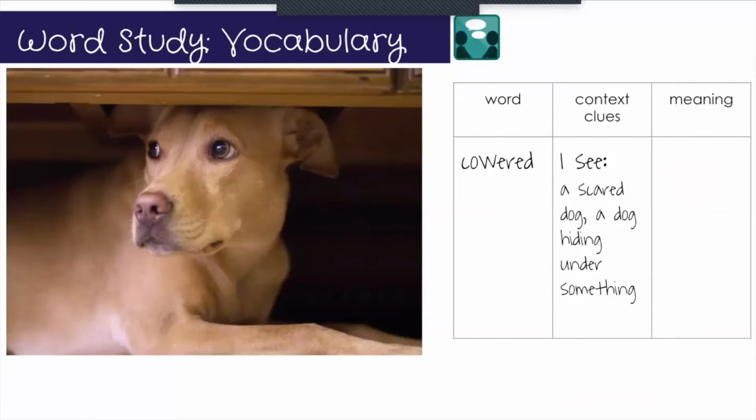And under the context clues, I've gone ahead and given this example. I wrote down what I see, and I see a scared dog or a dog hiding under something. Go ahead and write these context clues down as well. I have an idea that the meaning of cowered should have something to do with these clues of being scared or hiding. When you're ready to continue, go ahead and hit play and let's uncover the meaning of the word.